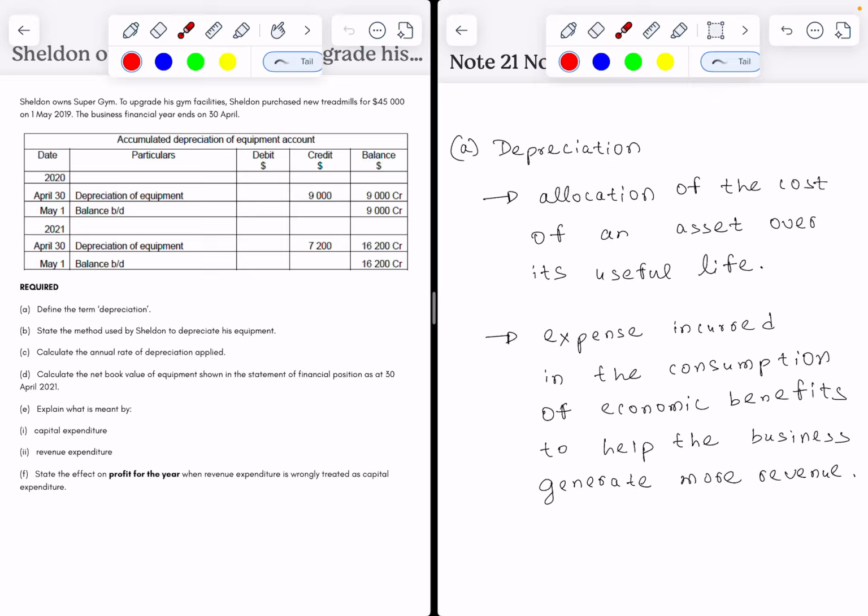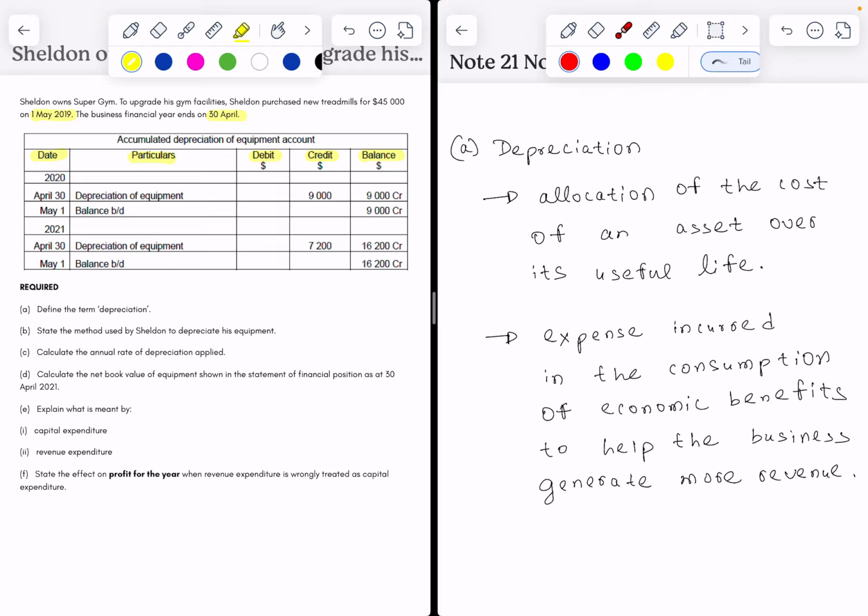Sheldon owns Super Gym. To upgrade his gym facilities, Sheldon bought a new treadmill for $45,000 on 1 May 2019. And the business has a financial year ending on 30 April. So you can see we are given the ledger account for the accumulated depreciation of equipment, and it is given in the usual 5-column format that we're used to, with the date being in the first column, followed by the accounts which we cross-reference in the particulars column. Then we've got the columns for debits and credits, and lastly the net balance column.